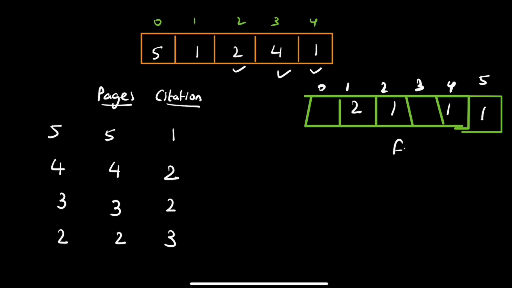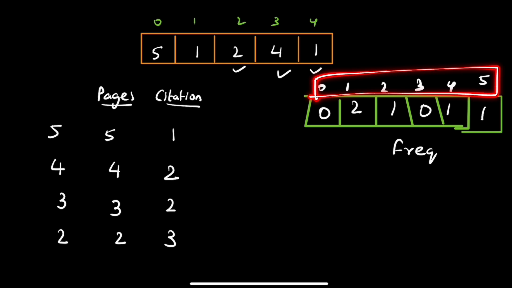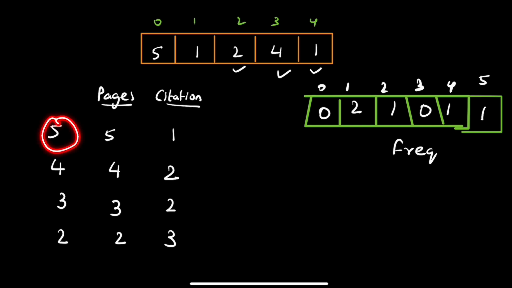So this is our frequency array, and at whatever places we don't have any value, we can assume them to be 0. Simple. Now these indexes will be acting as the pages, and the elements inside the array will be acting as the citations. Okay, if you see properly, for 5 we have 1, which makes sense. For 4 we have 2. So till here we have 2. So what can we do? Whatever citation this index has, right, we can accumulate it with the beside index element.